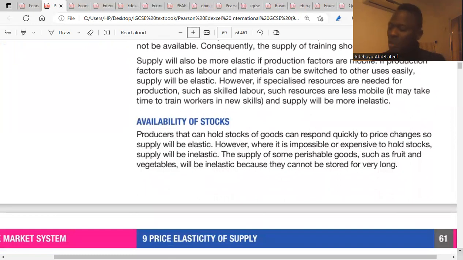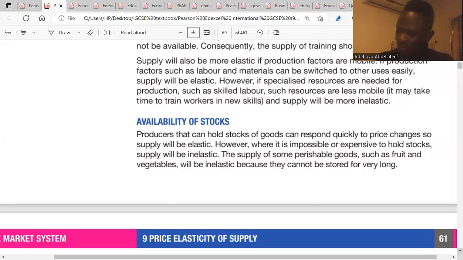Availability of stocks. Producers that can hold on to stocks of goods can respond quickly to price changes, so supply will be elastic. If producers are able to keep stocks while the price is increasing in the market, then the PES for such products will be elastic. But if they cannot keep stocks of goods whose prices are increasing, the PES for such goods will be inelastic because you cannot keep those goods. So the demand for those goods has increased, but the supply is not increasing. Why? Because firms and producers do not have access to those goods at that point in time.